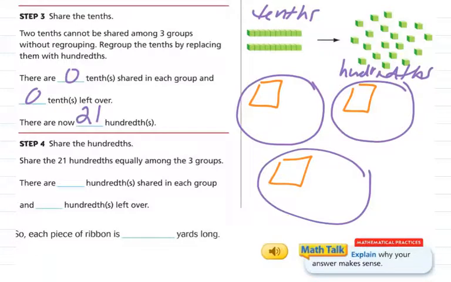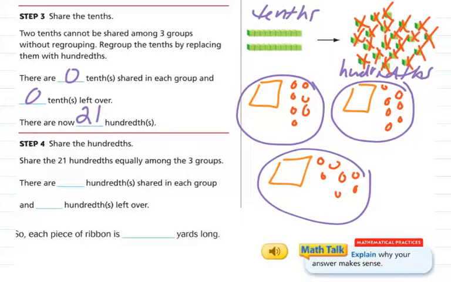Step 4, it says share the hundredths. So what we're going to do is put an actual individual hundredth in each box. So boys and girls, as you see, we shared the 21 hundredths equally among the 3 groups. There are 7 hundredths in each shared group.